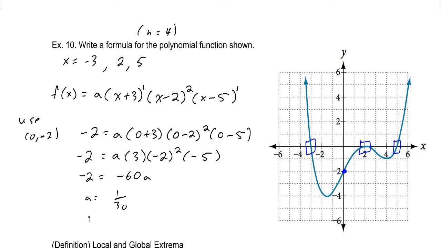So our general form for this polynomial is 1/30 times (x plus 3) times (x minus 2) squared times (x minus 5).